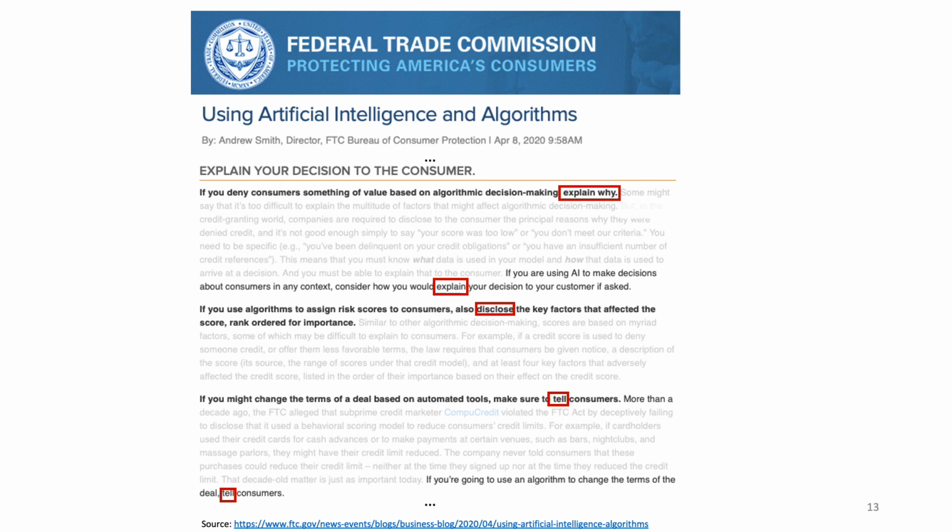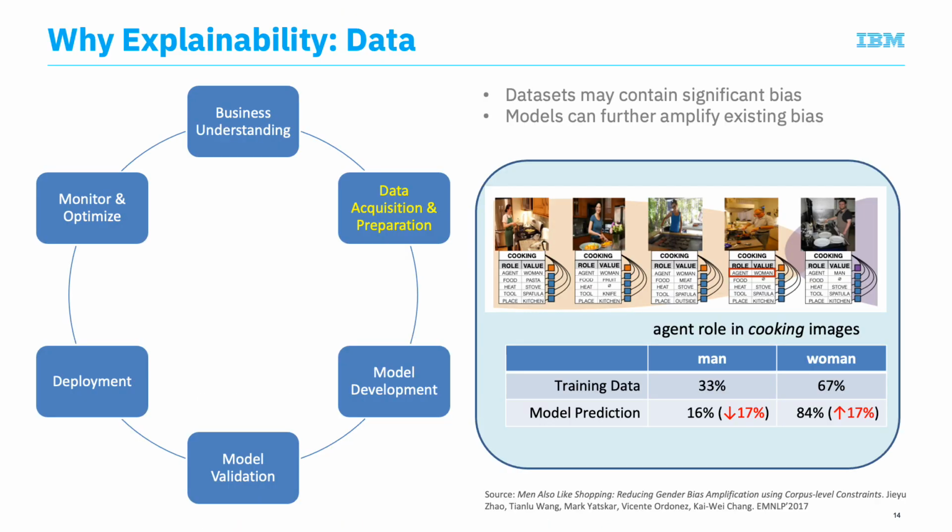First, if you deny consumers something of value based on automated decision making, explain why. Second, if you use an algorithm to assign risk scores to consumers, you also need to disclose the key factors that affected the score, rank ordered for importance. Third, if you might change the terms of a deal based on an automated tool, make sure to tell the consumer. As you can see, explainability is not just a nice-to-have feature, but often mandatory by regulations.